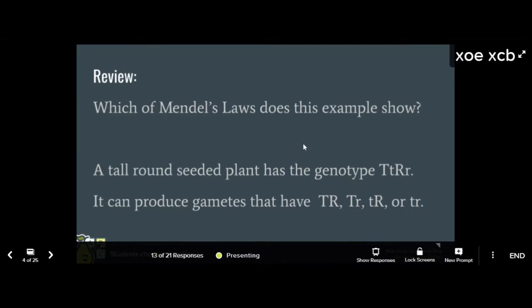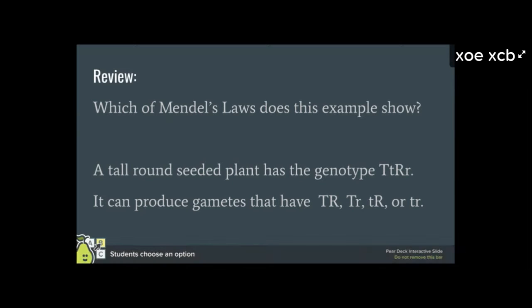Which of Mendel's laws does this example show? You can't hear me right now? Oh, no. Hold on, give me 1 second. Check your volume. Can you guys hear me online? All right. Check your volume in the lower right-hand corner, my dear. It might be that.